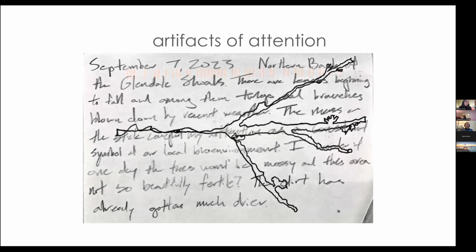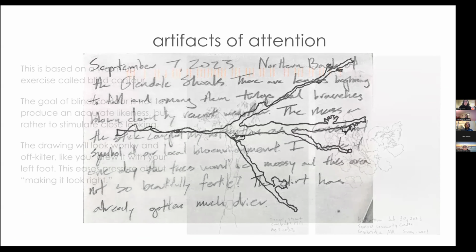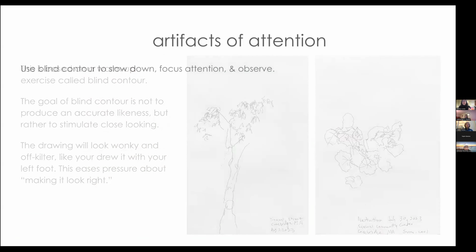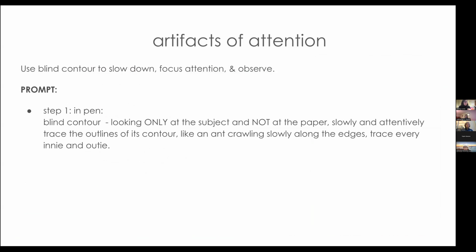Artifacts of attention is a little exercise I do to capture the attention that people are in, using blind contour. You start out with a pen drawing using blind contour, which I just explained to you. You use a pen for the blind contour part and make that drawing very slowly. You want to encourage them to draw really slowly, like a little ant crawling along the edges of the contours. You're not looking at the paper, you're not moving quickly, and you're just very meditatively following those contours.